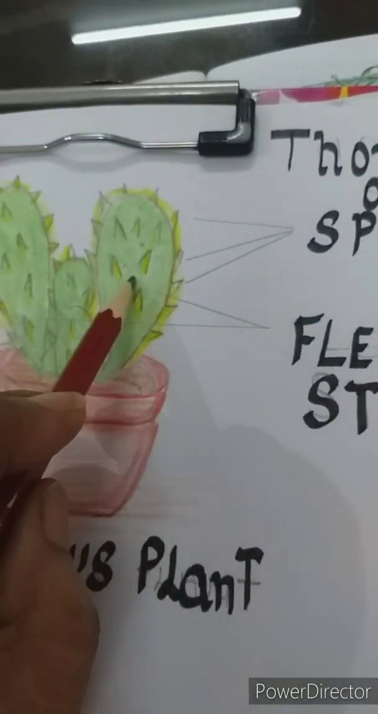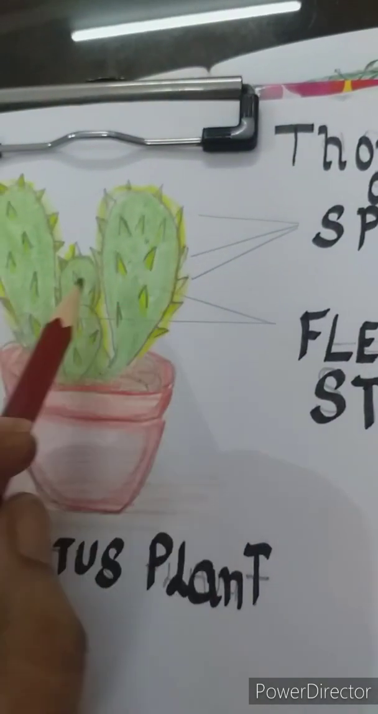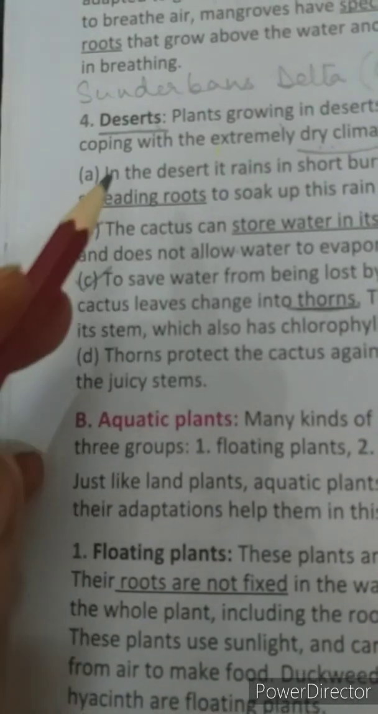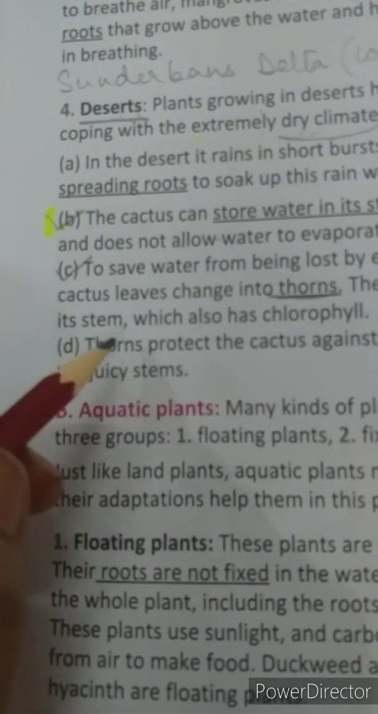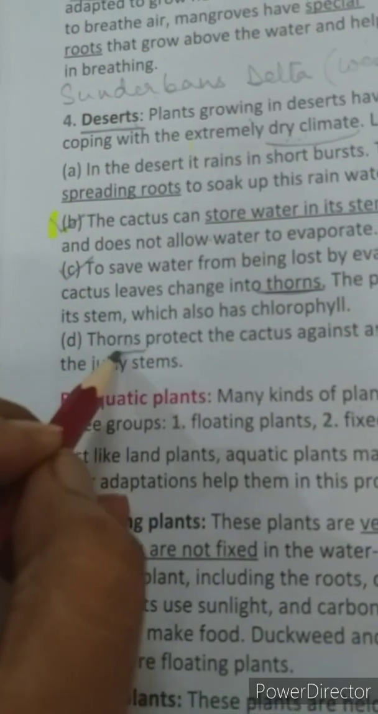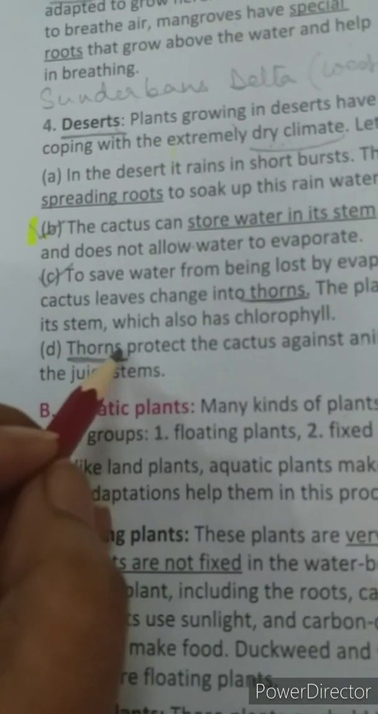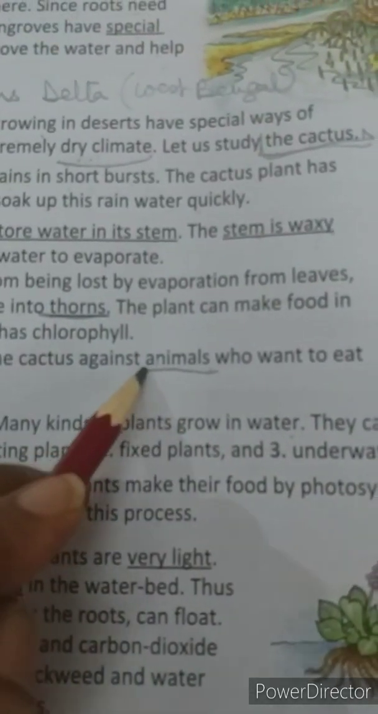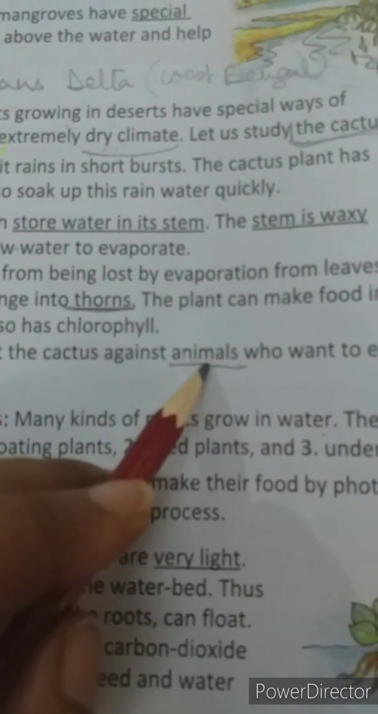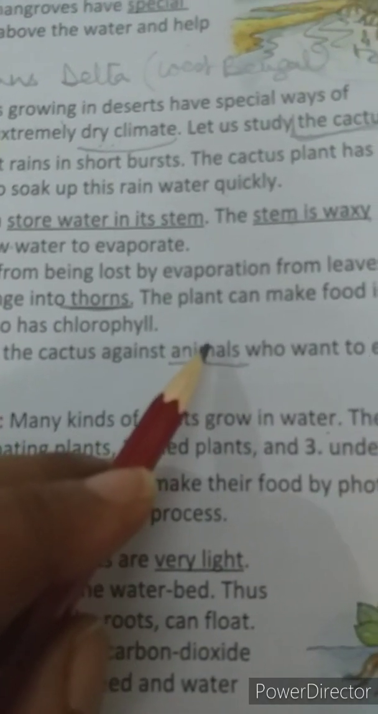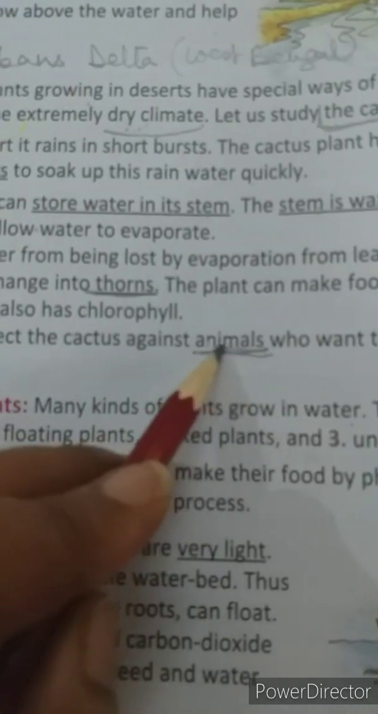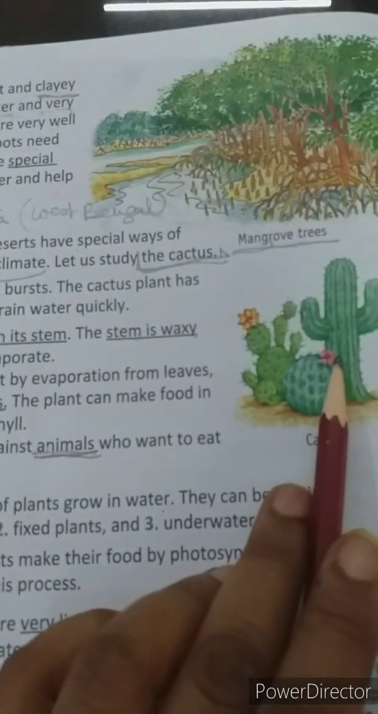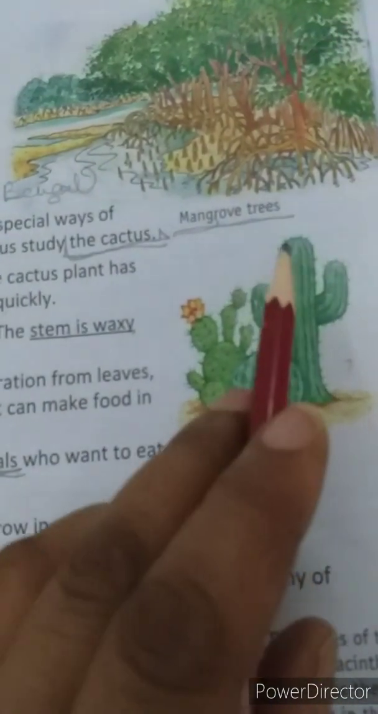And this is the fleshy stem and these are the thorns. This is the fourth adaptation of a desert plant, children, and there is one more use of thorns: thorns on the body of a plant protect the cactus from animals, because you know animals are very clever. They know that the stem of a cactus plant is juicy, filled with water, and whenever they are thirsty they try to eat up this plant, but they cannot do so. Why? Because spines are there.